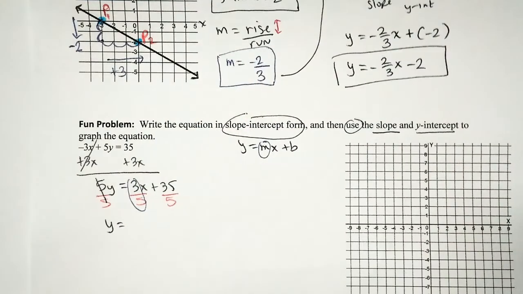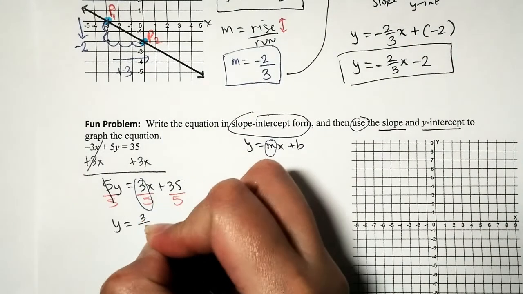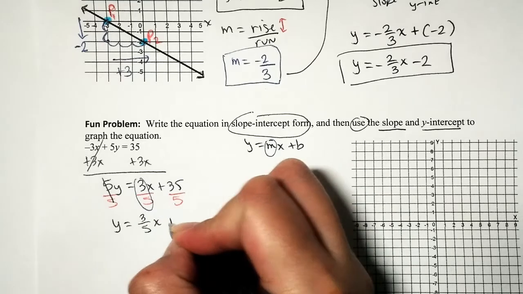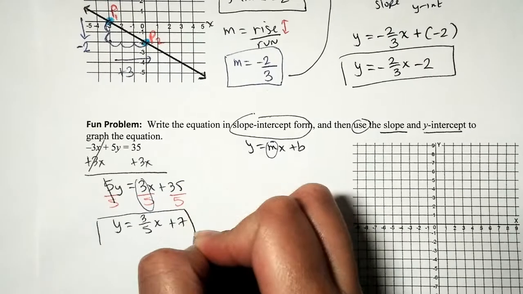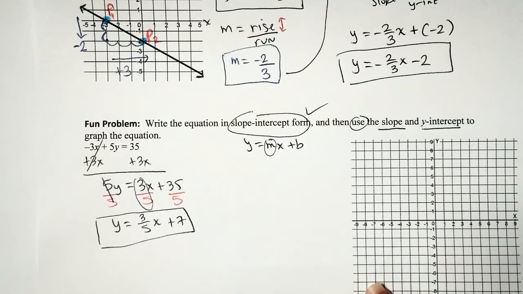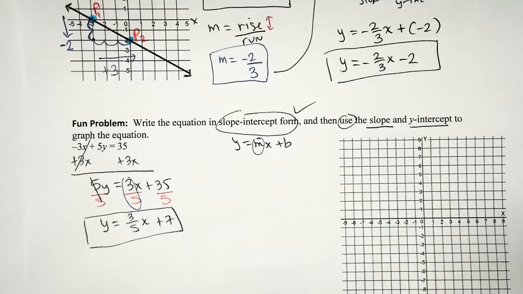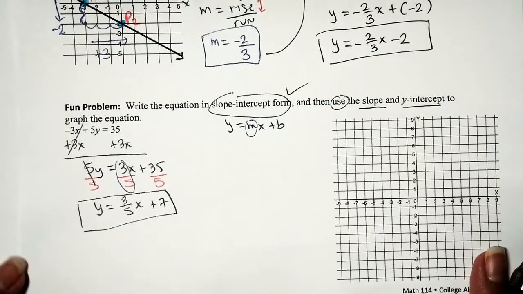So I recommend you write fraction times x. So we'll put 3/5 times x, and then plus 7. Fantastic. So we did the first part. Whew. So now let's go ahead and use the slope and y-intercept to graph the equation.